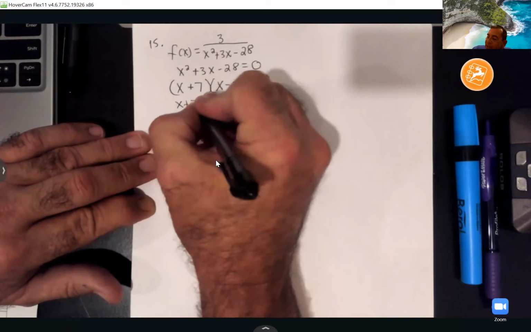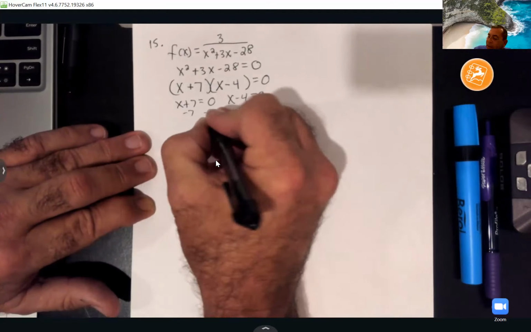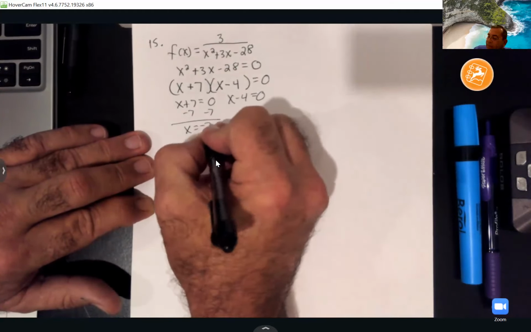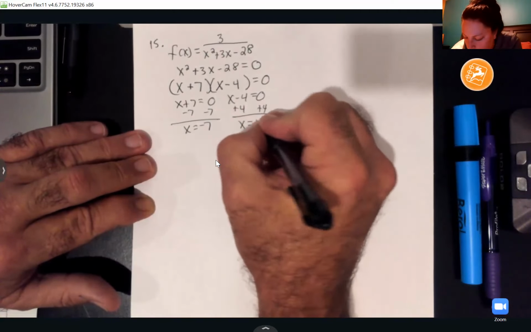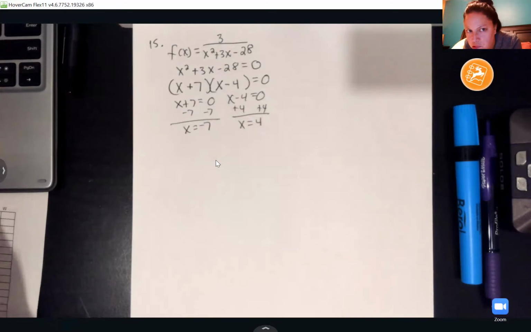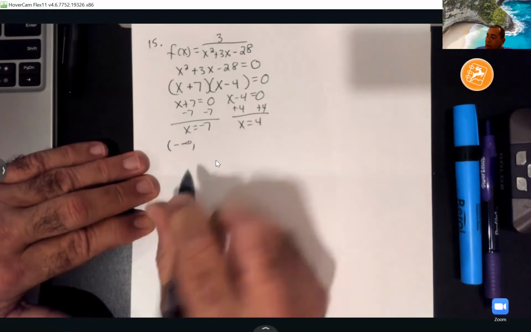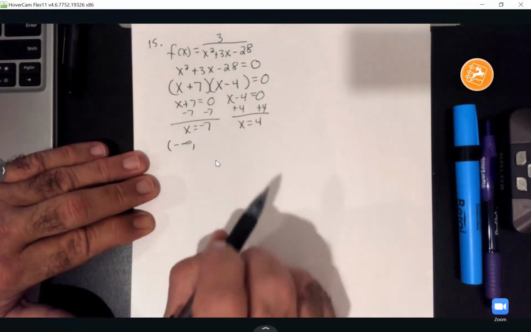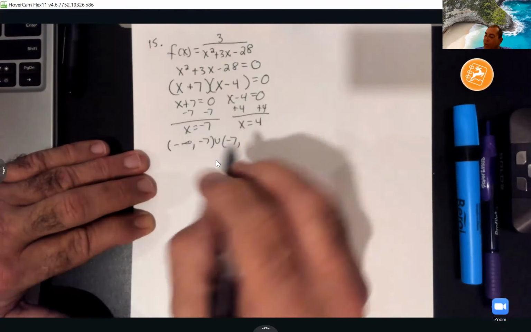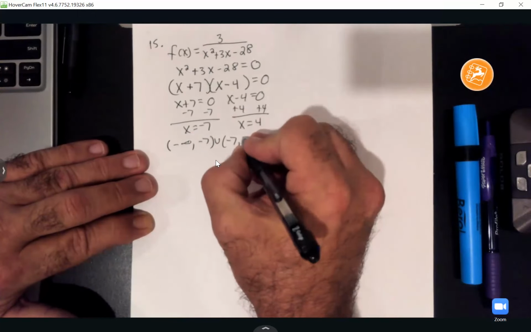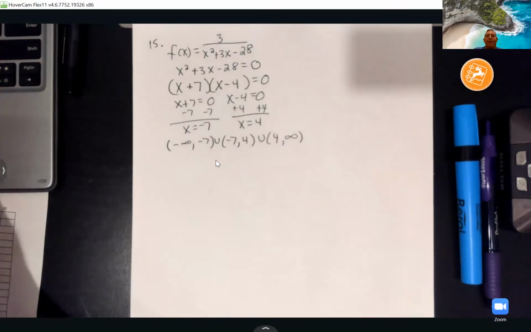All right, so now we're just changing signs. Set both of them equal to 0. So negative 7 and a positive 4. There you go. So remember, interval notation, negative infinity, who's first? Negative 7. So that's union around negative 7. Then we'll hit our negative 7 and 4, and then 4 to positive infinity. You're good. There you go.